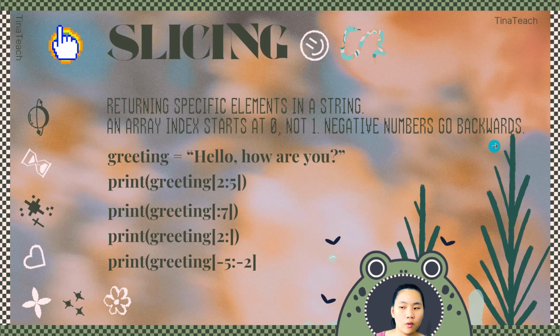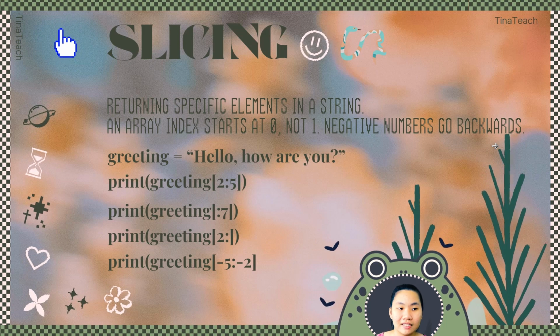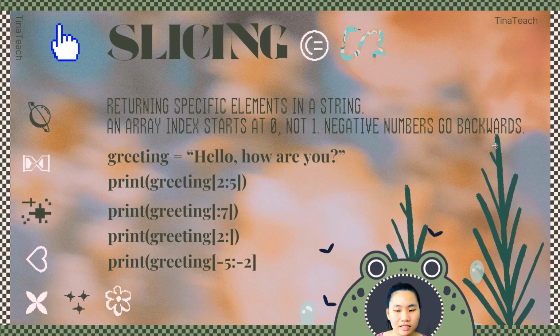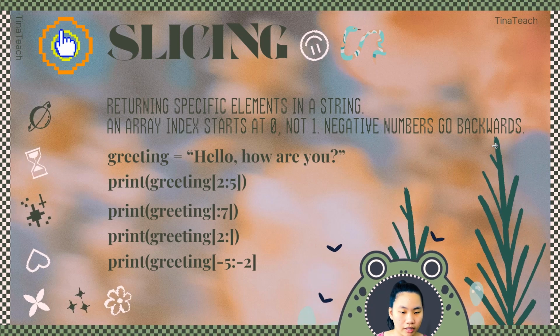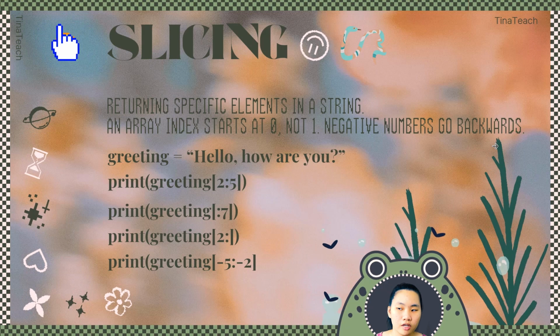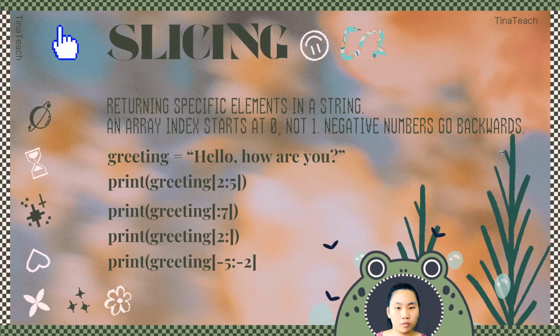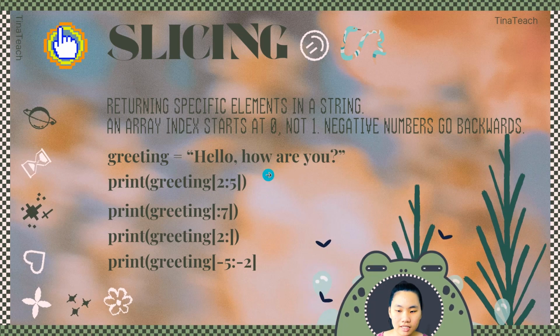Okay, what do I mean by going backwards? So let's say you have A, B, C, D. A is at the index of 0, B is at the index of 1. If you go for -1, it's actually the other way around. So D would be at -1, and then C would be -2. Okay, so let's look at the syntax.